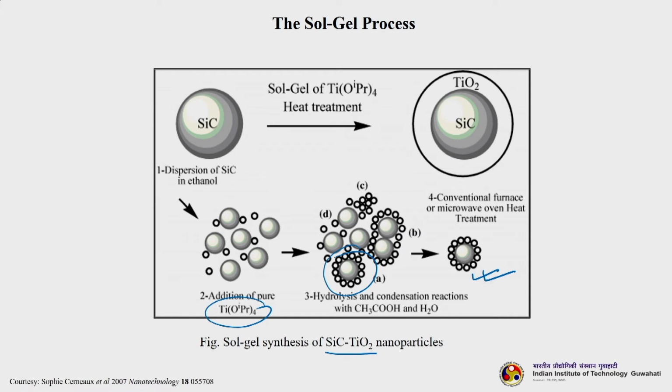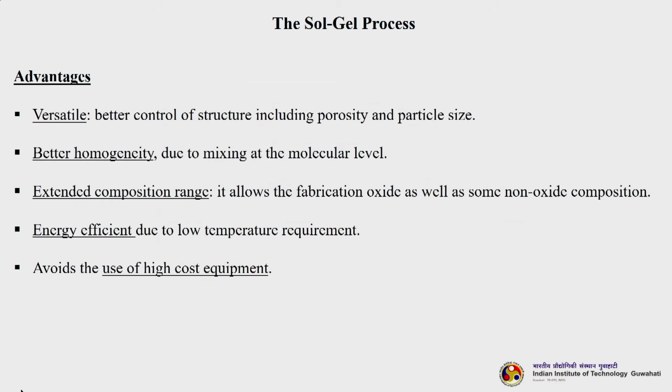Then you can go for a conventional furnace or microwave oven treatment and you get a titanium dioxide coated silicon carbide. So, the advantages of the sol gel process is that it is versatile. Better control of structure, including porosity and particle size, is possible with this sol gel process. Better homogeneity also, due to mixing at the molecular level, and extended composition range.